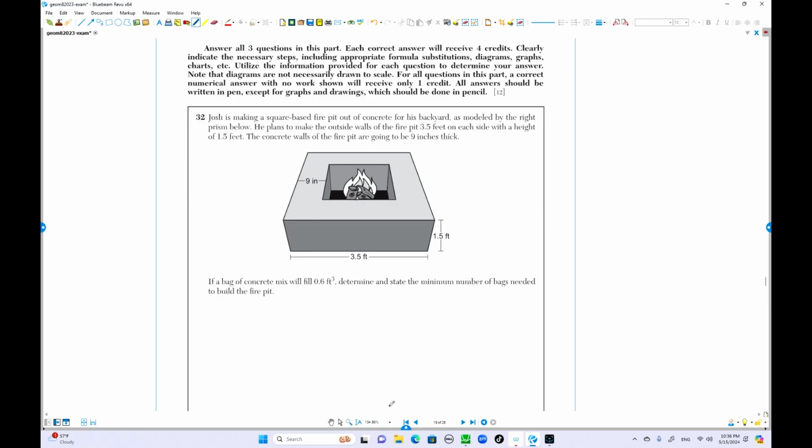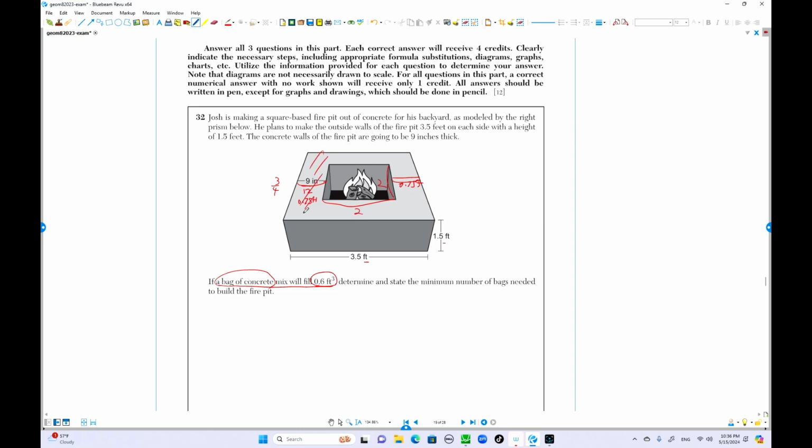All right, number 32. So a bag of concrete mix, one bag covers 0.6 cubic feet. So we're going to get the volume of these figures in cubic feet. This is feet, this is feet, this is inches. 9 over 12, that is feet. So 3 over 4, that is 0.75 feet this side. The other side also 0.75 feet. Total is 1.5. This is 3.5 minus 1.5, that is 2 feet, right?